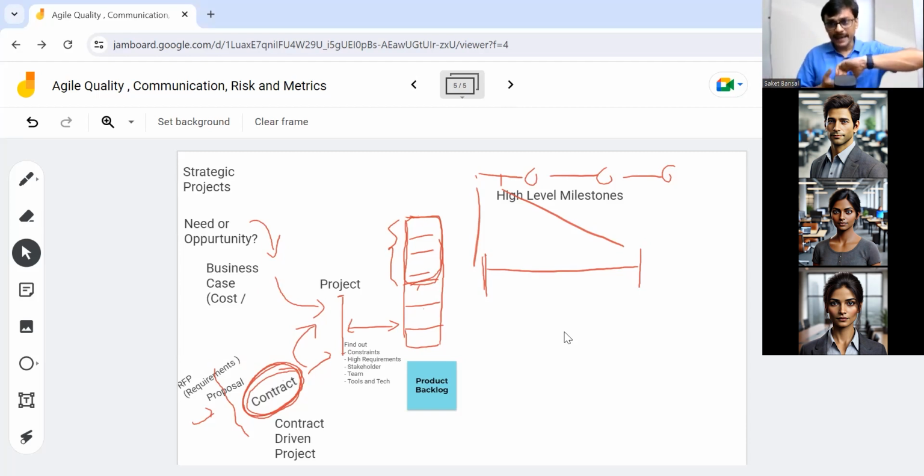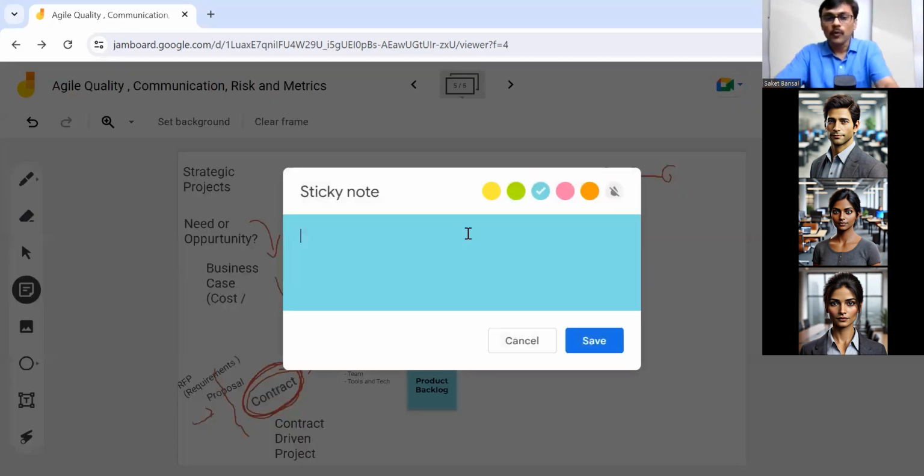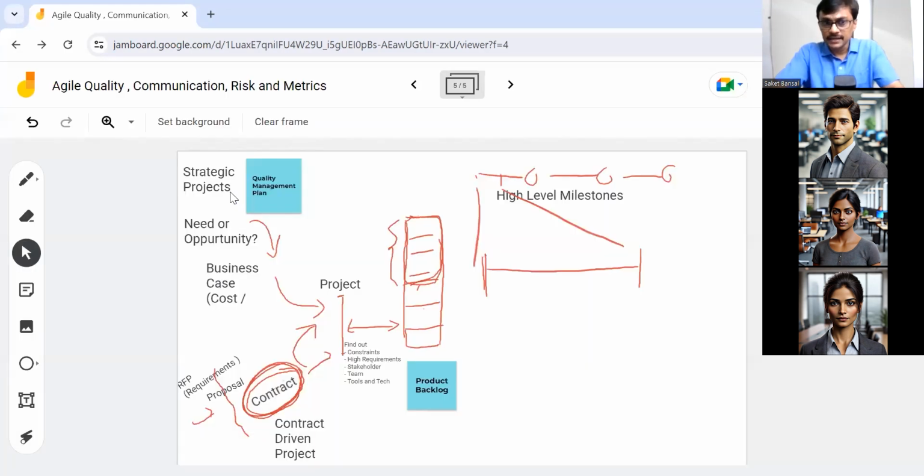So here I am trying to marry the predictive lifecycle terminology, or I would say project management terminology, with the Agile way of working. And I'm starting with the term quality management plan. This is something I planned for my content. So in our predictive lifecycle, we create something called a quality management plan. If you have been doing projects, you can say that is your CMMI process, ISO process; for each project, you have a quality management plan.